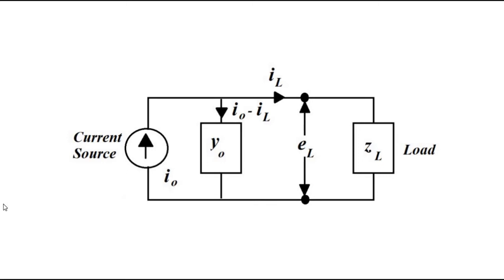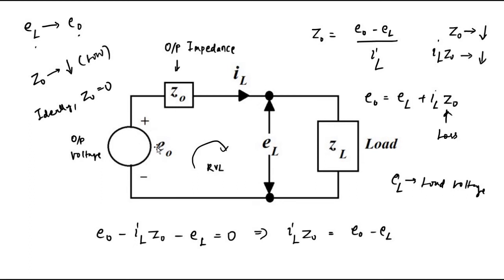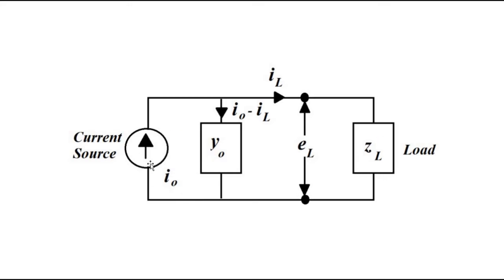Now I have always told that when we deal with impedance, it is convenient to express the circuit in terms of voltage source. Here we are dealing with output impedance, so we represented it in Thevenin equivalent: voltage source in series with impedance. Here we are dealing with admittance, so we have represented it in terms of Norton equivalent circuit: current source, the output current, and the output admittance. It is the same. The output admittance is simply the reciprocal of the output impedance.